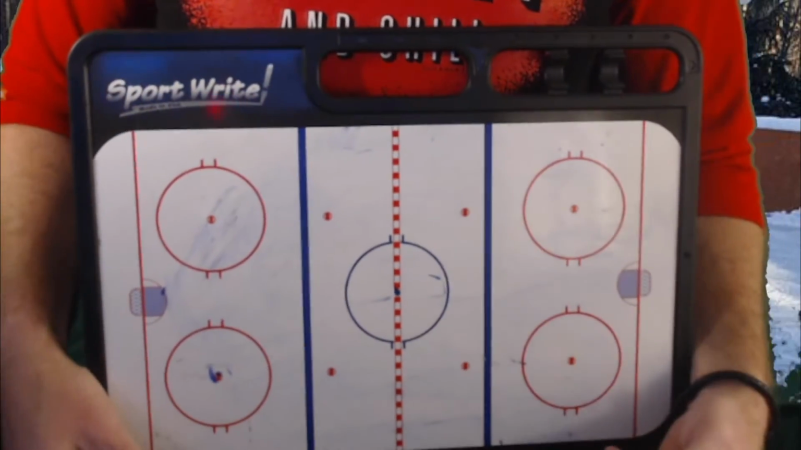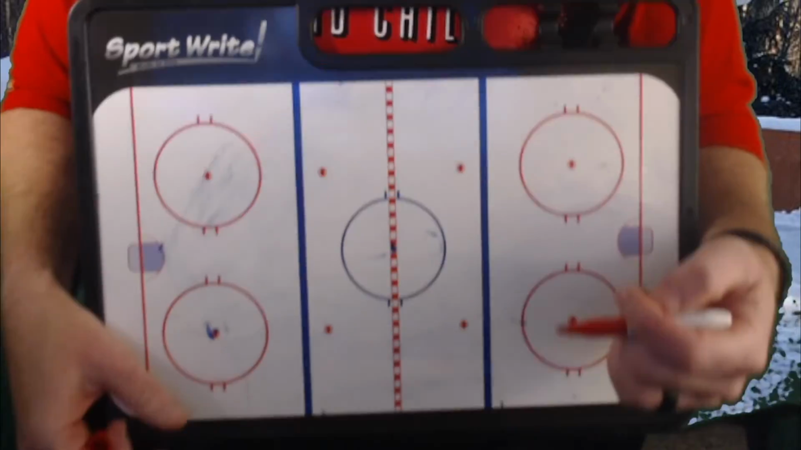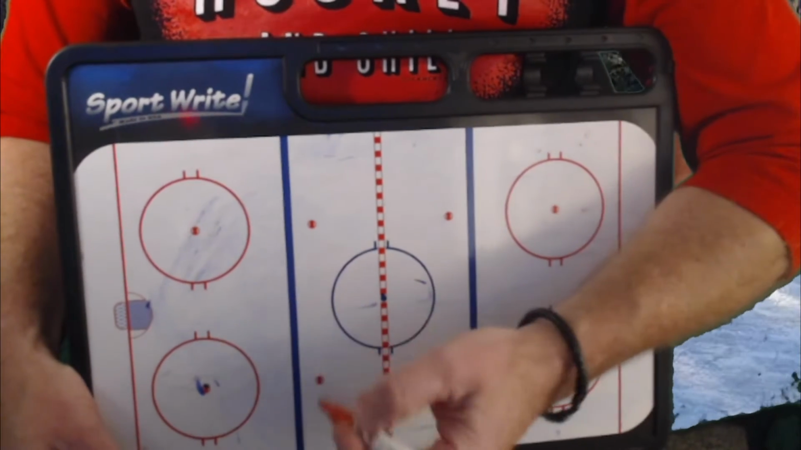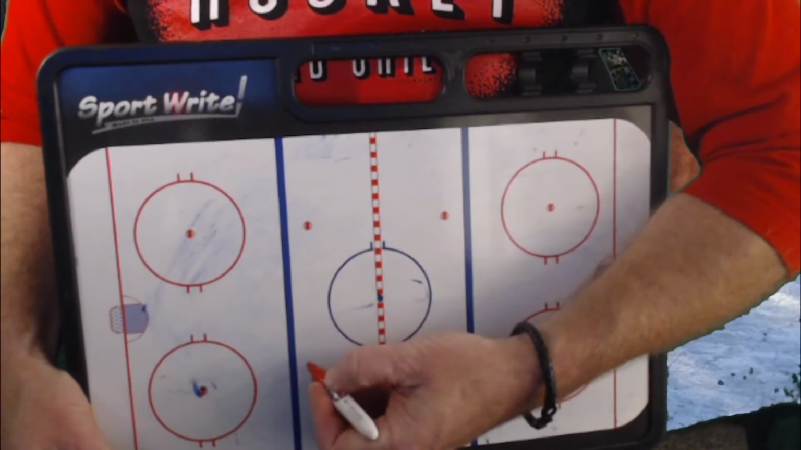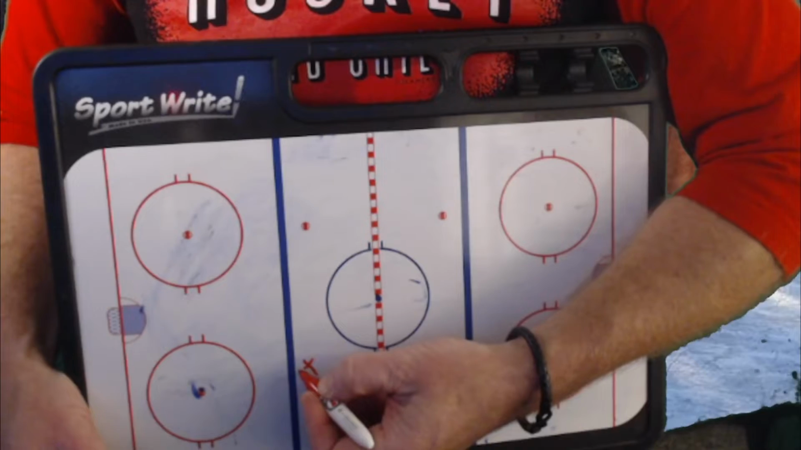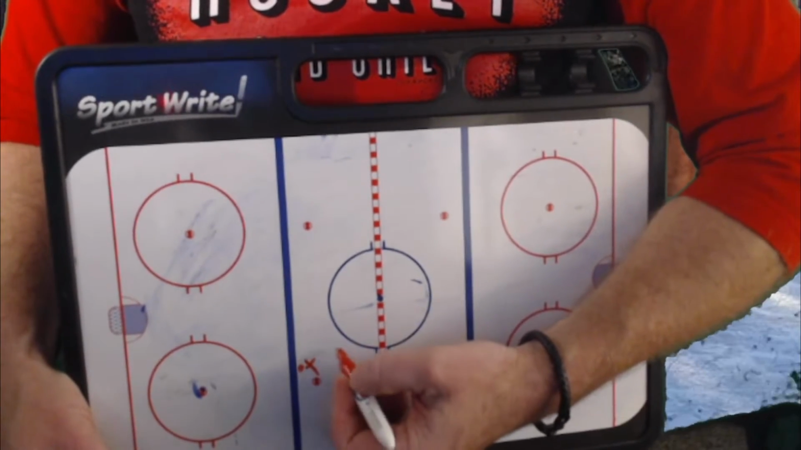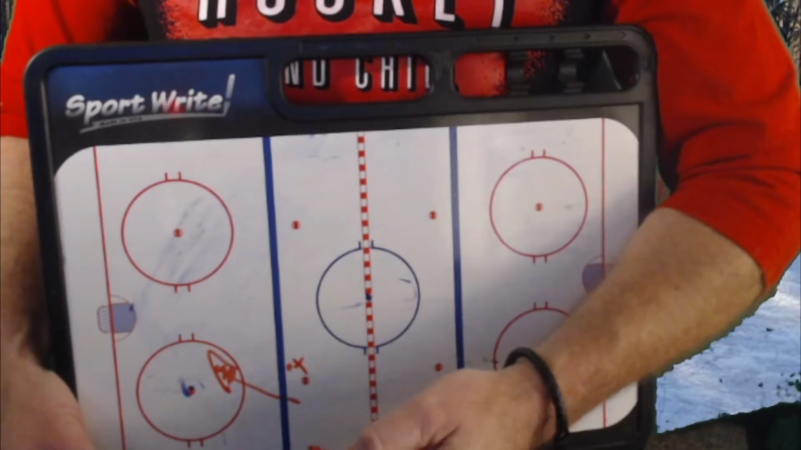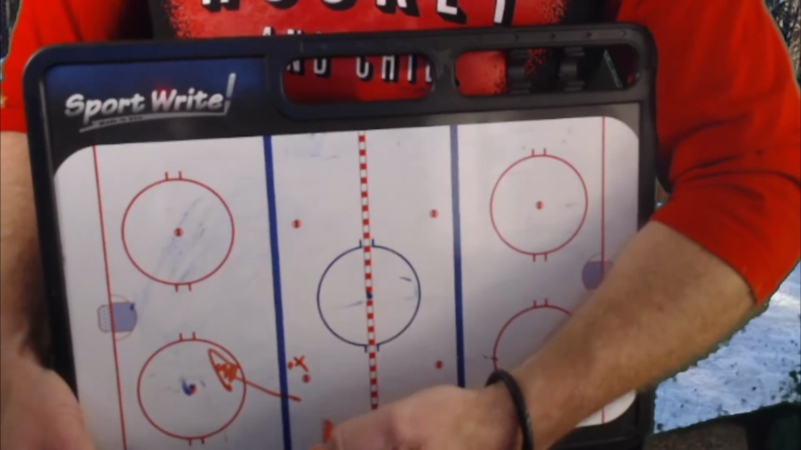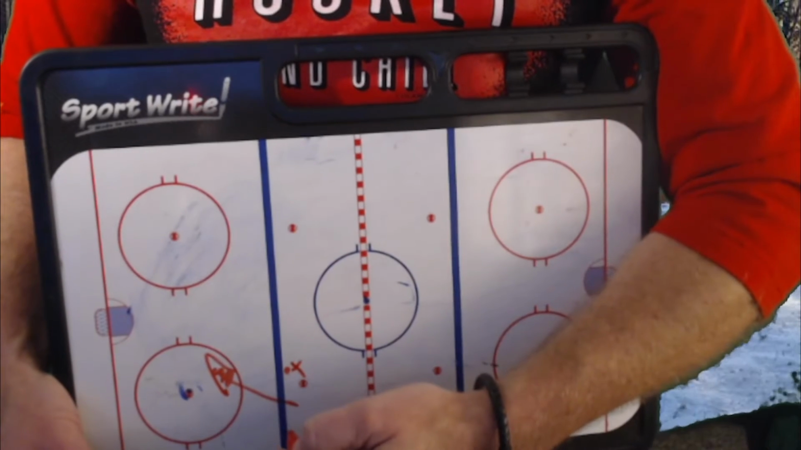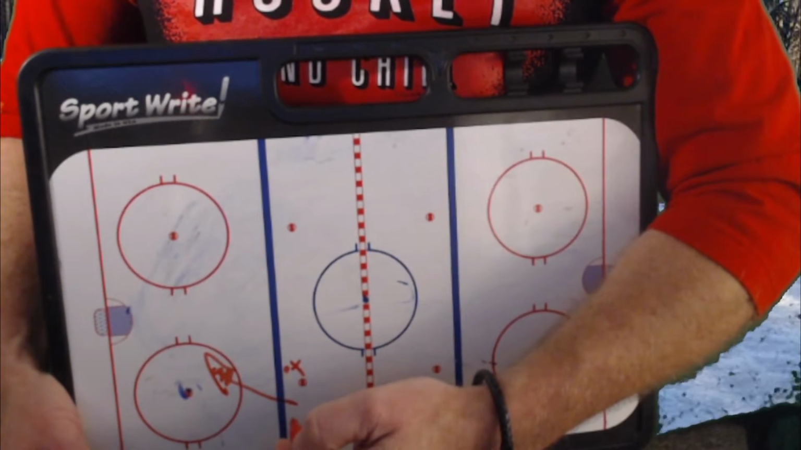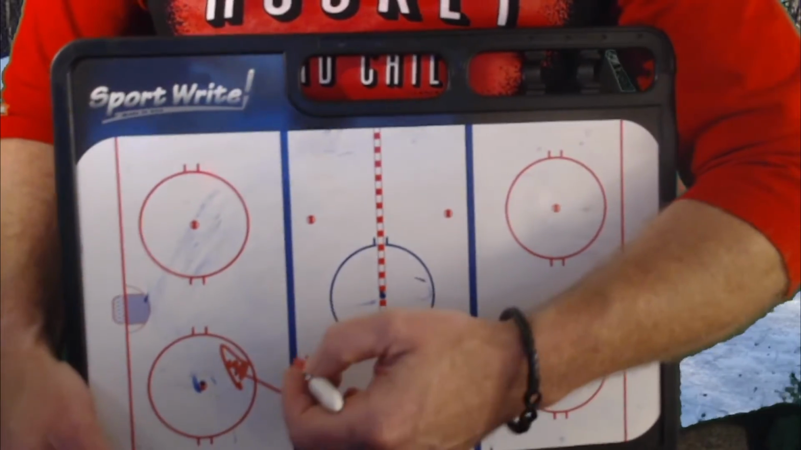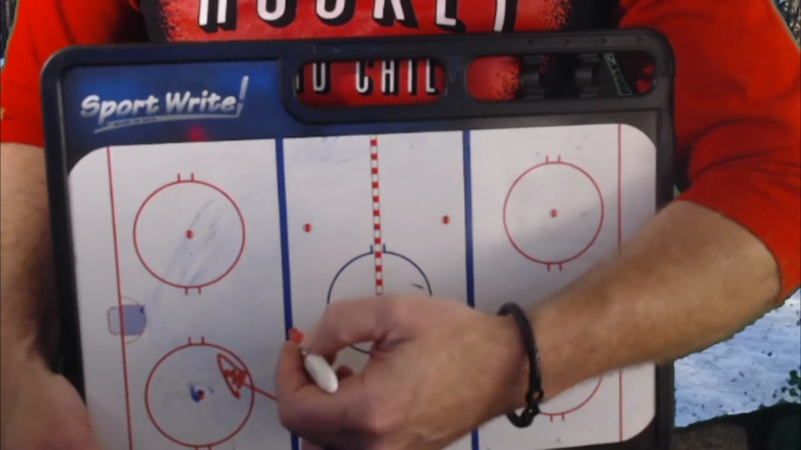So offsides is a simple concept once you understand it. If you're the team with the puck, say that's your player with the puck, you're going towards this net. So this is your offensive zone. And here's the blue line. Offsides occurs when you cross the blue line without the puck before the puck, which the way I just said that is confusing. So I'm going to try to explain it a little bit better.